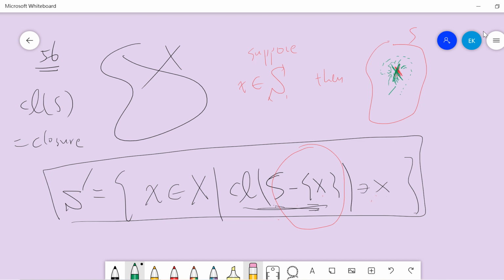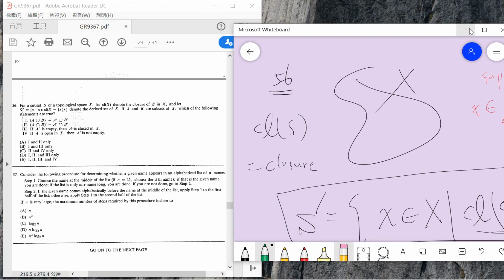So basically, this is the set of limit points. Limit points means that once you remove the point, it can still be approximated by other points. These points can be approached infinitesimally by other points in the set.